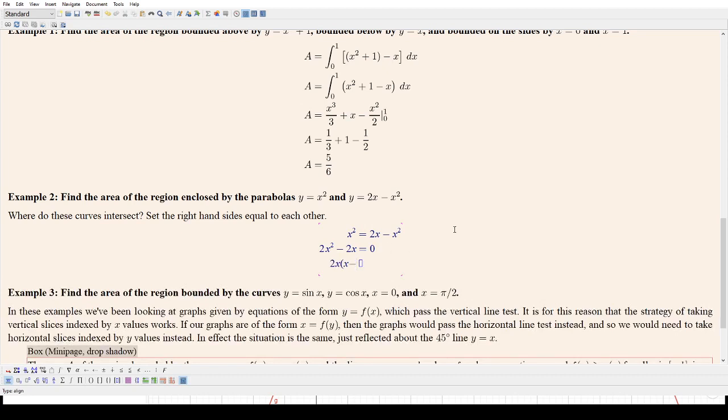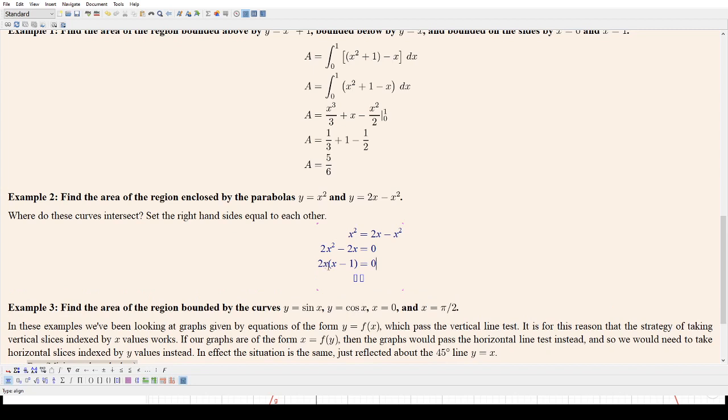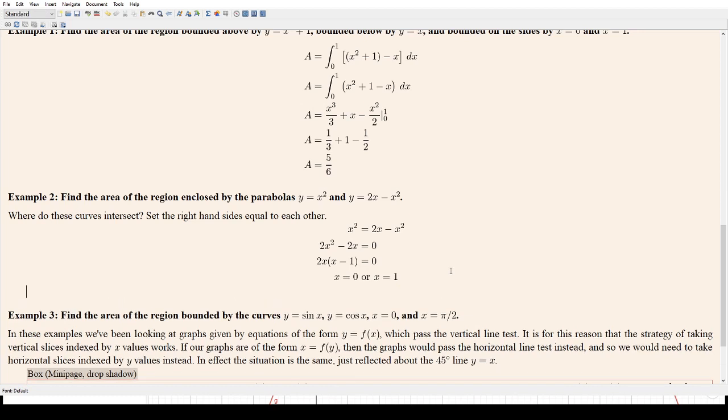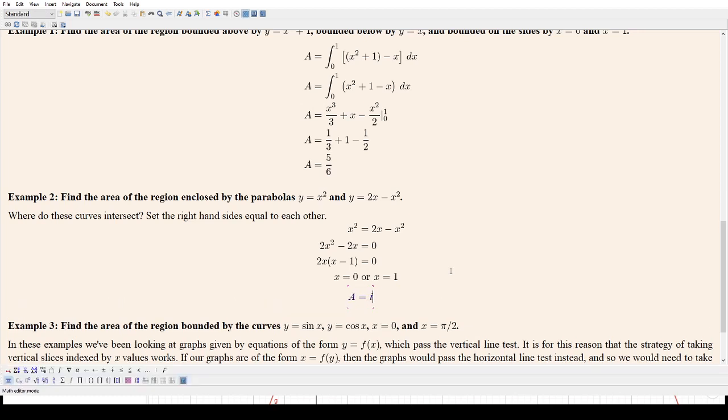Then I can factor the left-hand side. Remember, if you have a quadratic equation, the way you solve it is by factoring, or by plugging it into the quadratic formula if you want. But in this case, the factorization is really simple. So either x is equal to 0, or x minus 1 is equal to 0, in which case we get x equals 1. So indeed, as we could see just by looking at the graph, these two parabolas intersect at x equals 0 and x equals 1. So we already know that that's going to be the lower and upper limits of our integral here.